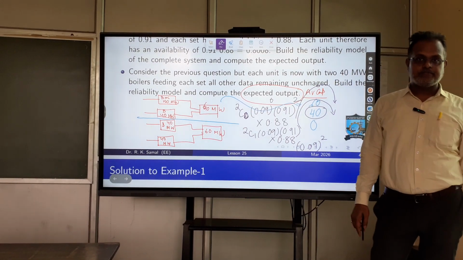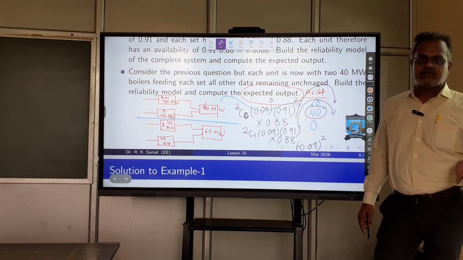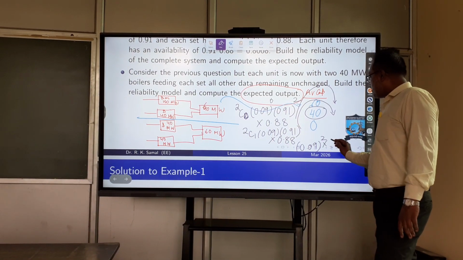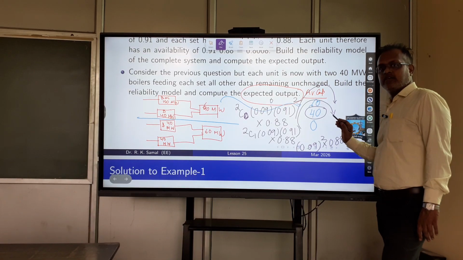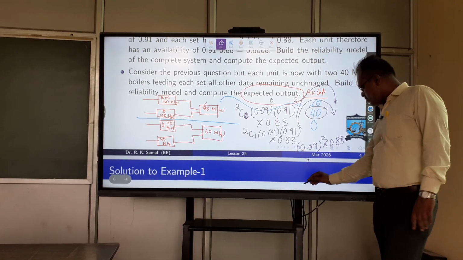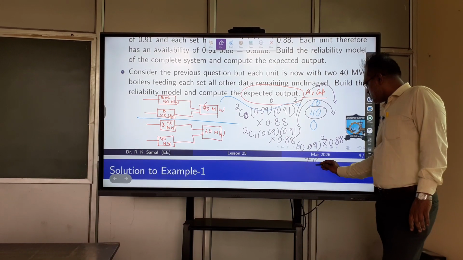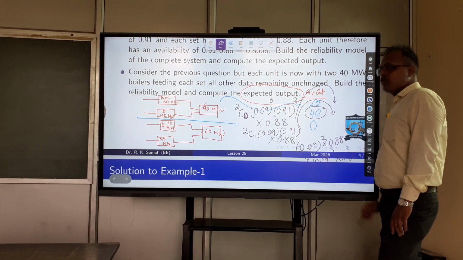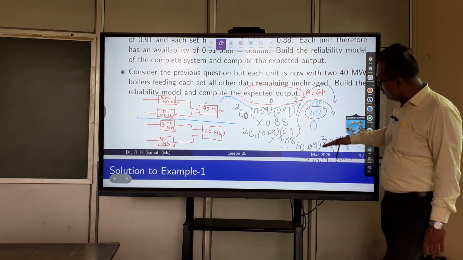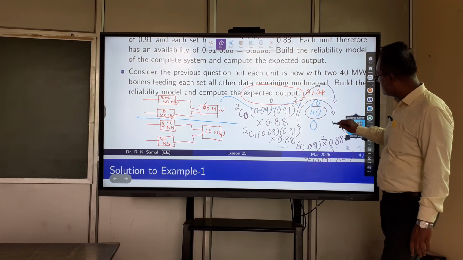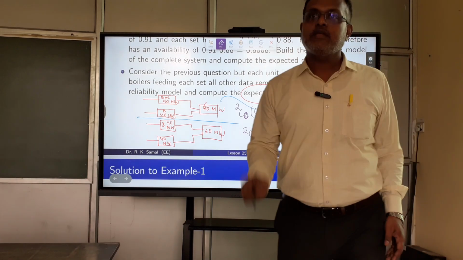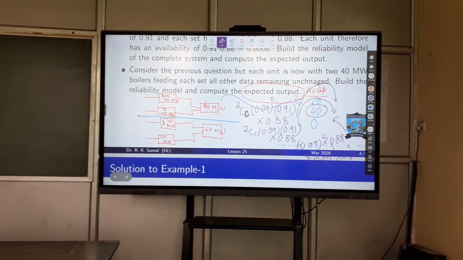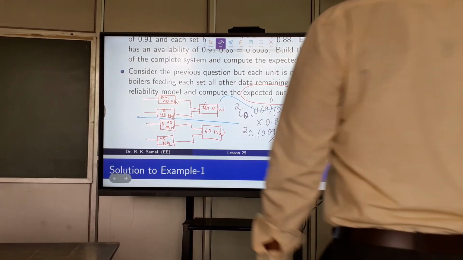What about the generator? It doesn't matter. Because if both the boilers are out and the generator is in service, then the output is 0. Or, both the boilers are out and the generator is out. Under both these conditions the output is 0. So that is the third one. So compute these three. Okay, now see the answers.